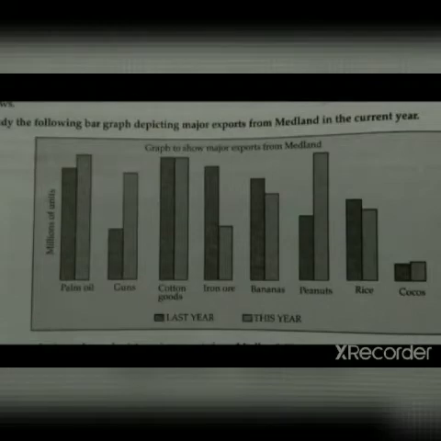Today, let's deal with the analytical paragraph on bar graph. So, this is the bar graph, and let's see the question. Study the following bar graph depicting major exports from Midland in the current year. Means this bar graph shows the exports from the place Midland in this current year, means present year or this year.